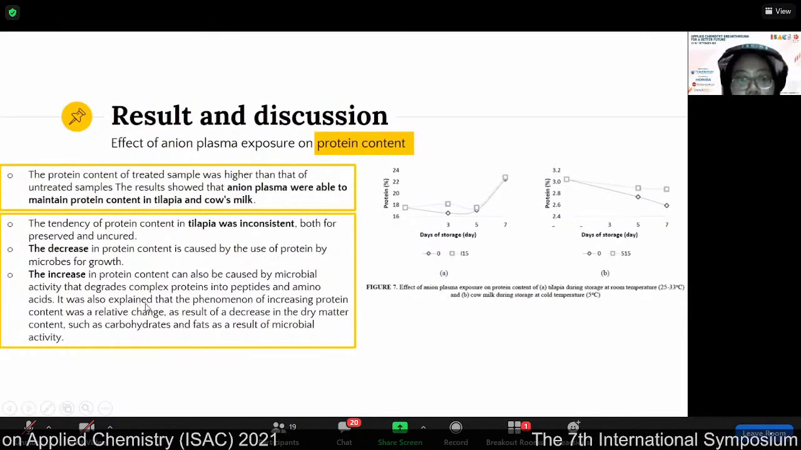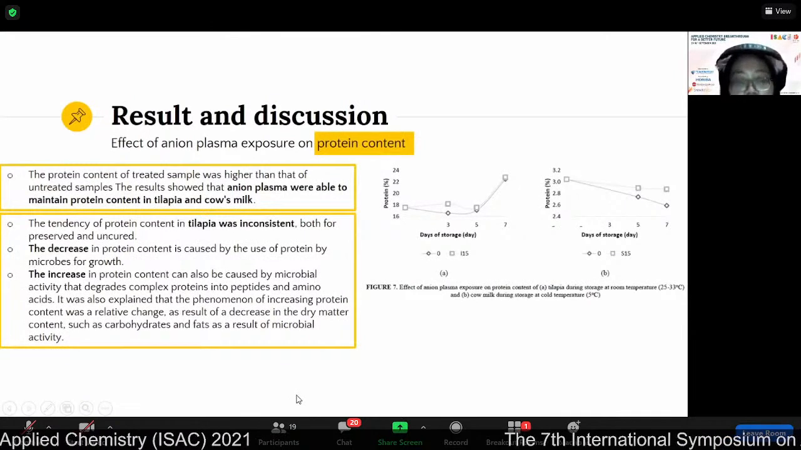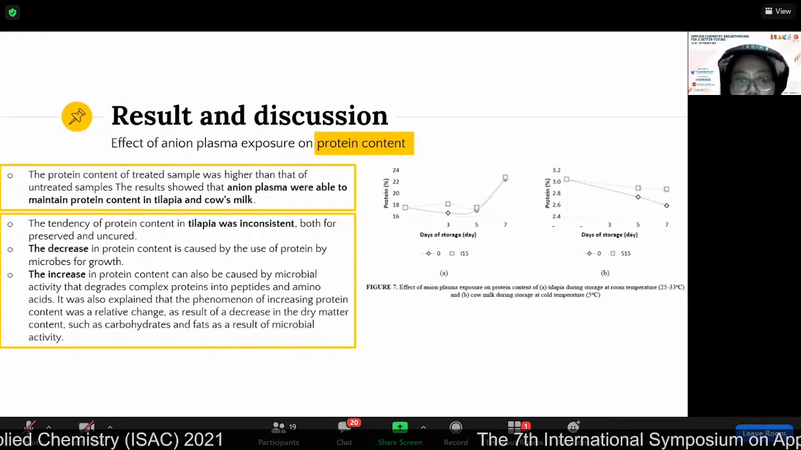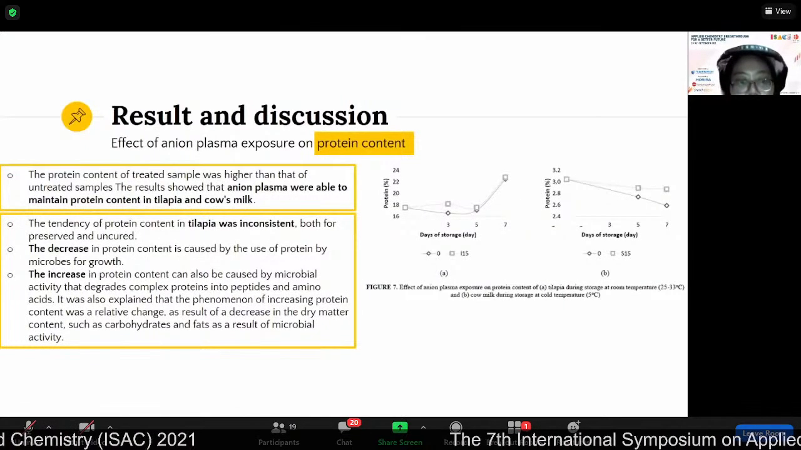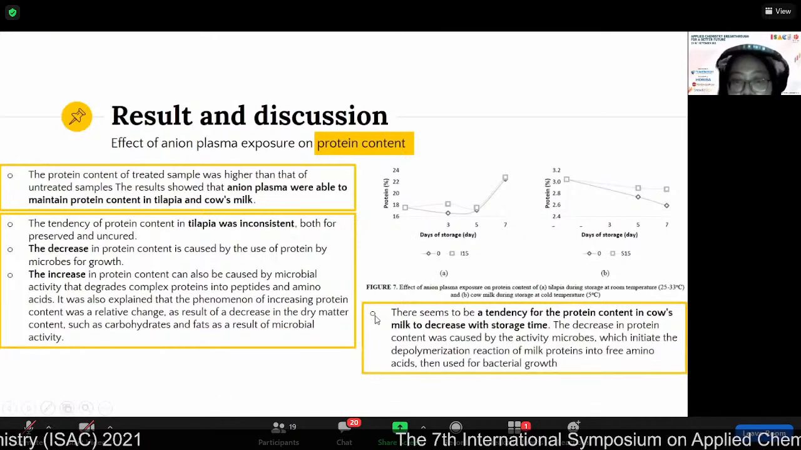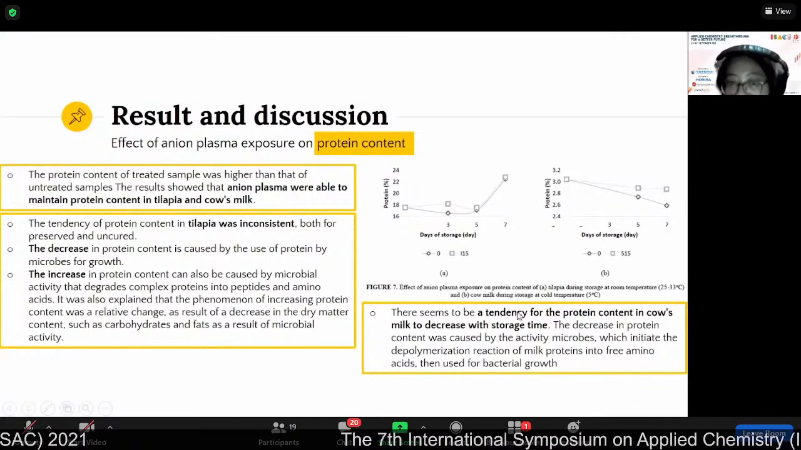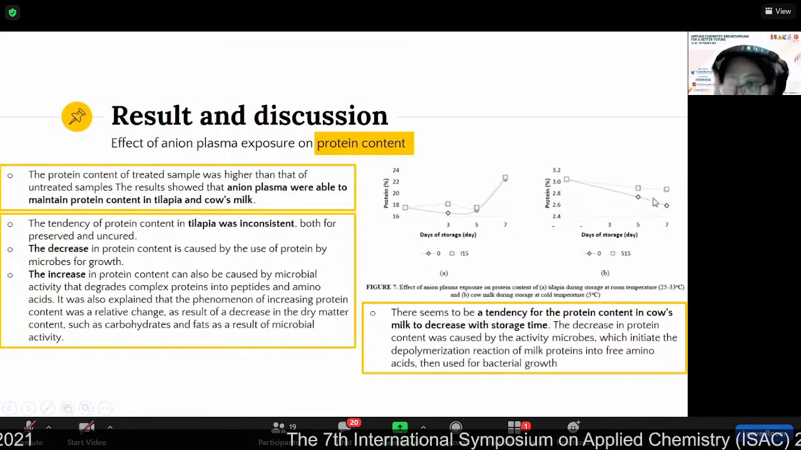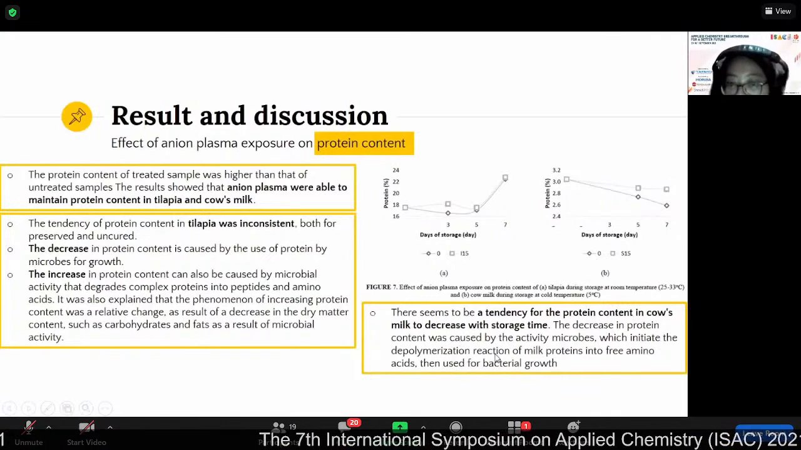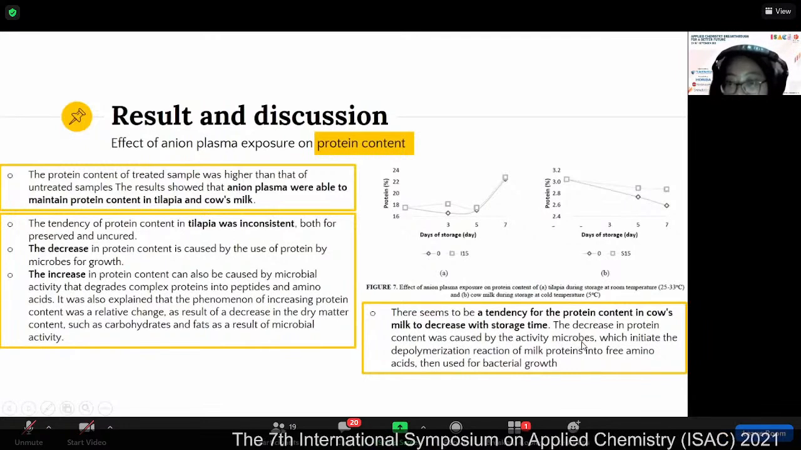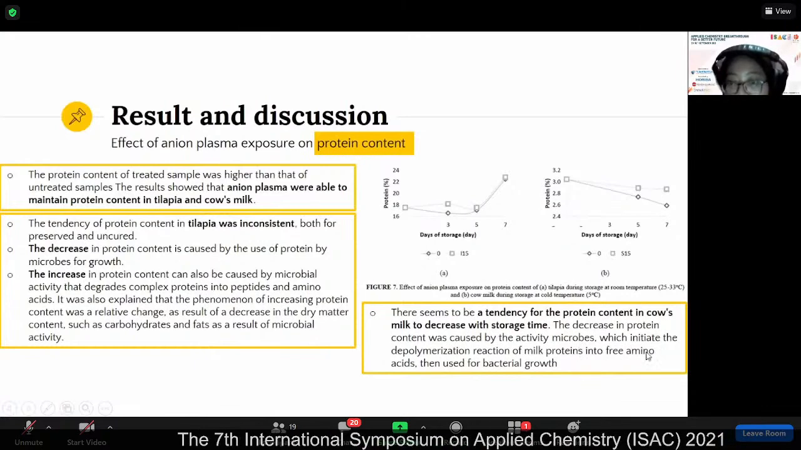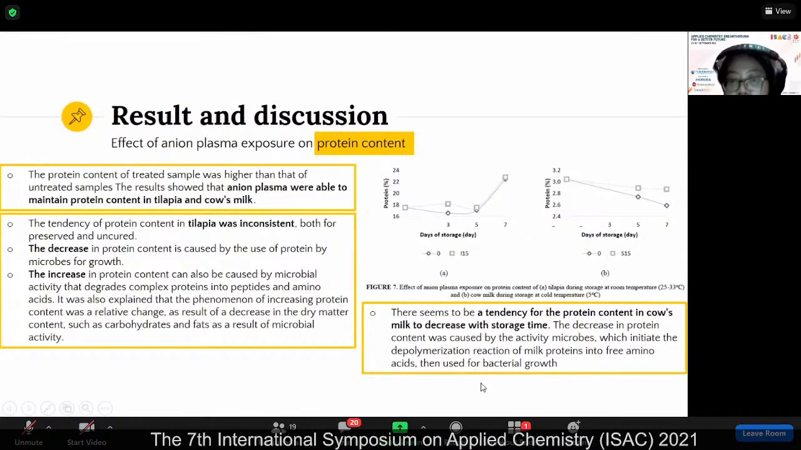It was also explained that the phenomenon of increasing protein content was a relative change, the result of a decrease in the dry matter content such as carbohydrate and fat as the result of microbial activity. And for fresh milk, there seems to be a tendency for the protein content to decrease with storage time. The decrease in protein content is caused by microbial activity, which initiates the depolymerization of milk protein into free amino acids, then used for bacterial growth.